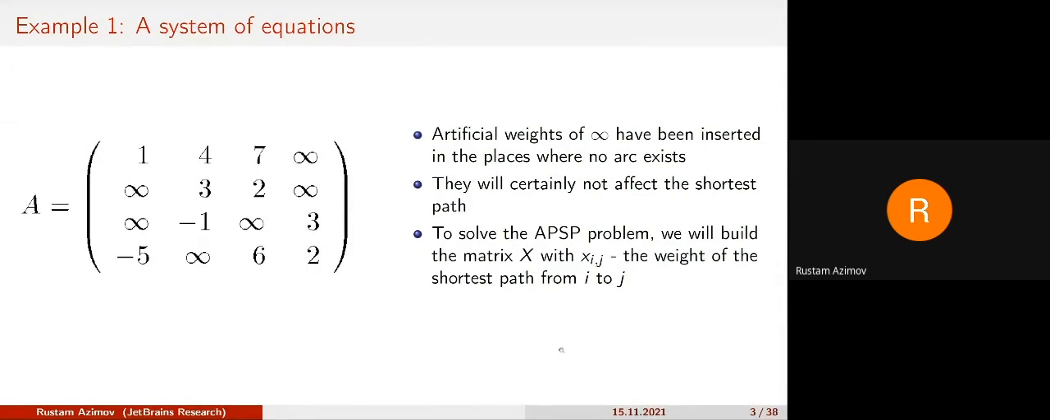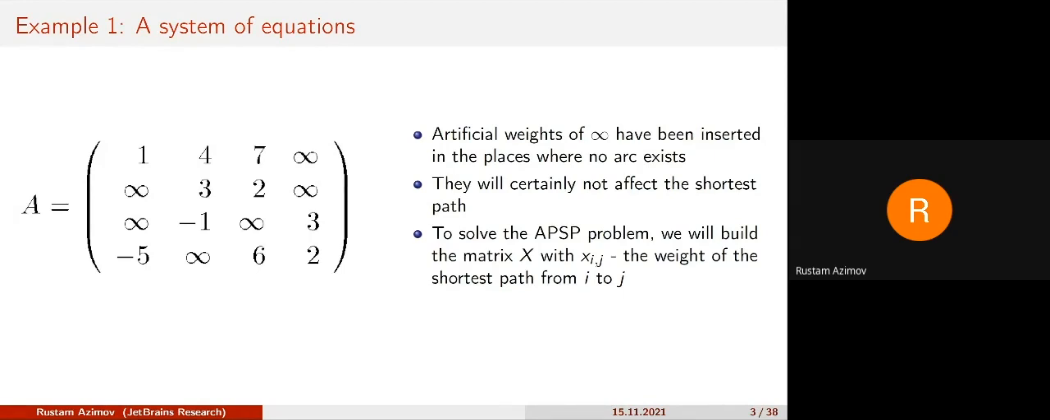For this we build the adjacency matrix of this graph, adding additional artificial weights of infinity for the situations where we don't have any arcs, and such weights must not affect the shortest paths.